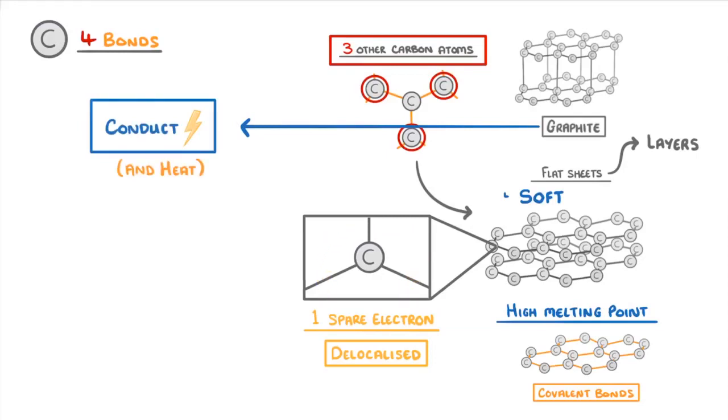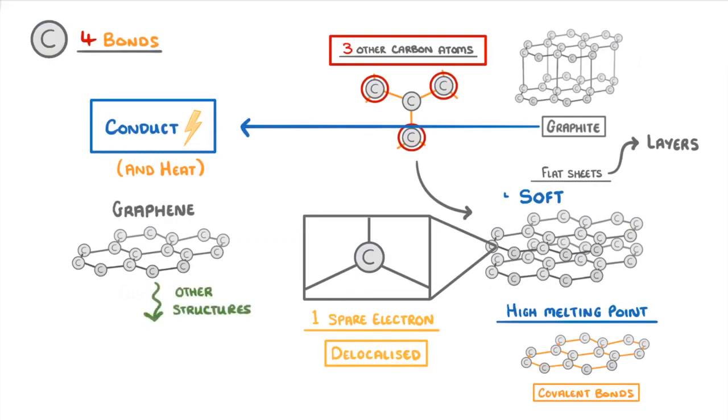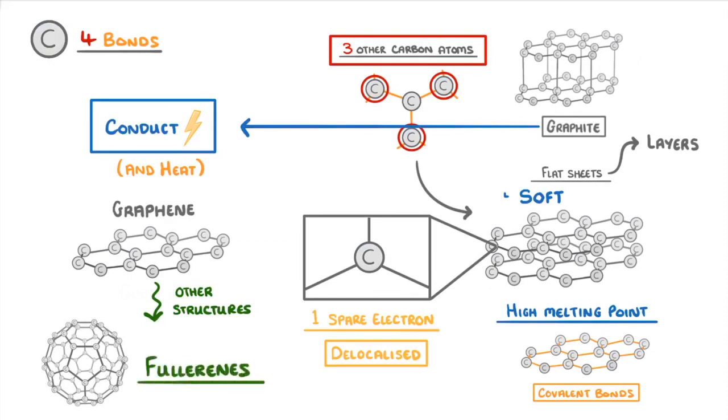Before we finish, it's worth mentioning that a single layer of graphite is known as graphene, and scientists can actually isolate these individual layers and use them to make other structures, such as spheres and tubes. We call these structures fullerenes, and we explore how they work in the next video.